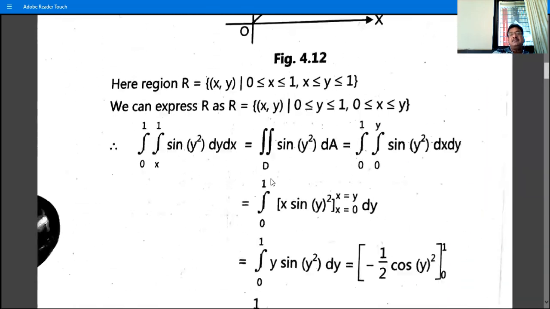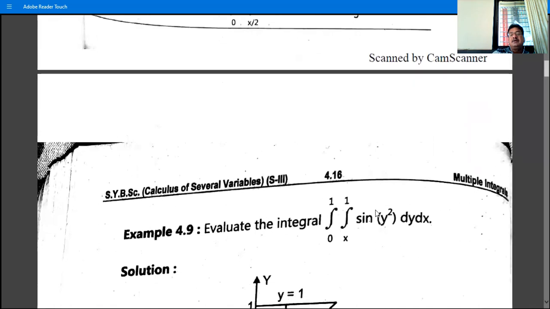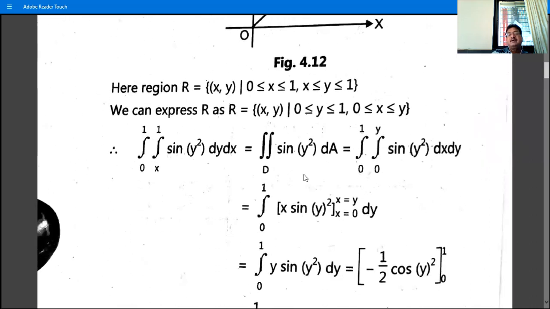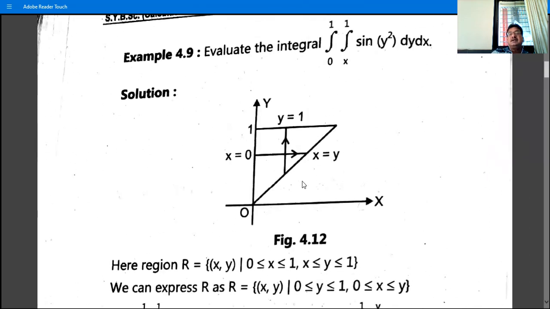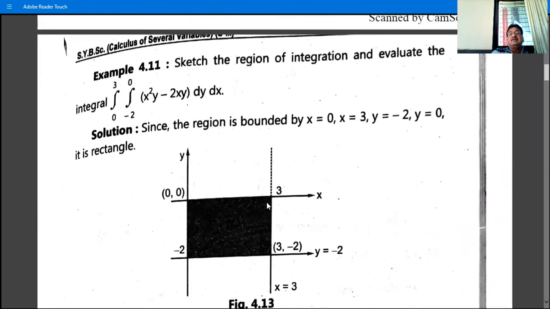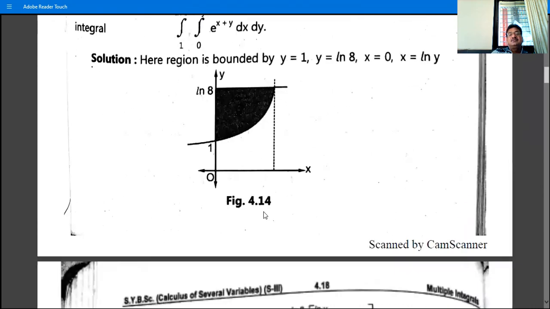In the previous example and in this example, there is no instruction to change the order, but the change of order is sometimes the requirement of the example. The example is in such a form that we have to change the order, otherwise integration becomes complicated. In some examples, the question says change the order and then solve.